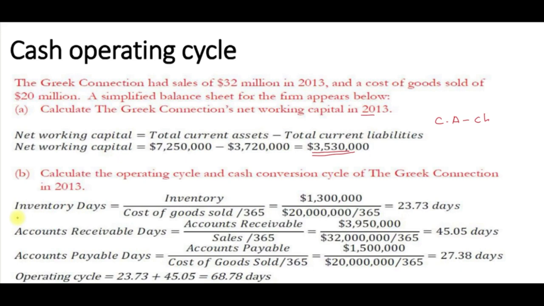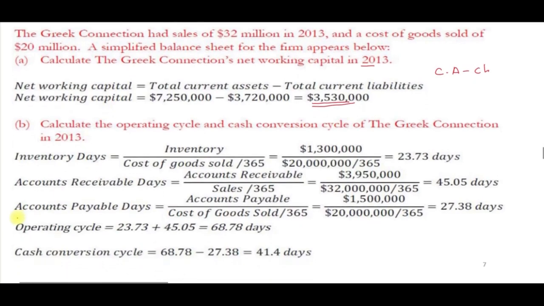After that, let's see how the company is managing working capital through the operating and cash conversion cycle. Part B says calculate the operating cycle and cash conversion cycle of the Greek Connection in 2013. As we know, we have learned three parts: inventory days outstanding, account receivable days and account payable days. Once we understand this, it will be easy to calculate. These two parts are part of inventory, and this is the part that is payable. So let's do inventory days outstanding.